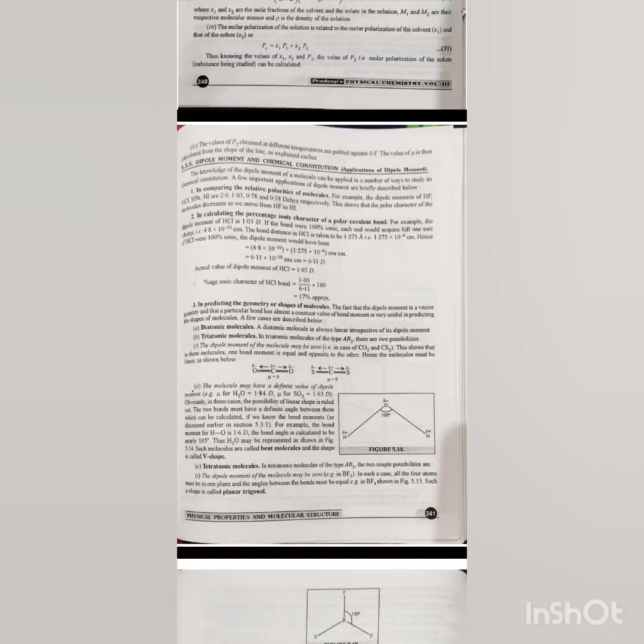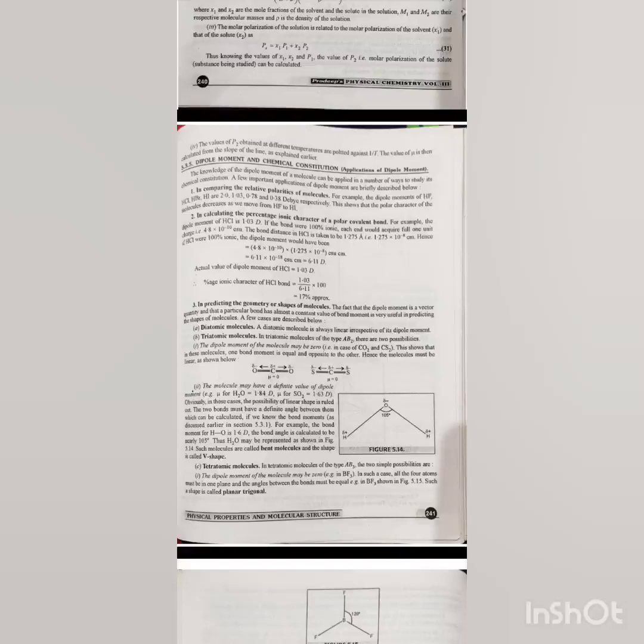The fact that the dipole moment is a vector quantity and that a particular bond has almost a constant value of bond moment is very useful in predicting the shapes of molecules. A few cases are described below. A. Diatomic molecules. A diatomic molecule is always linear, irrespective of its dipole moment.